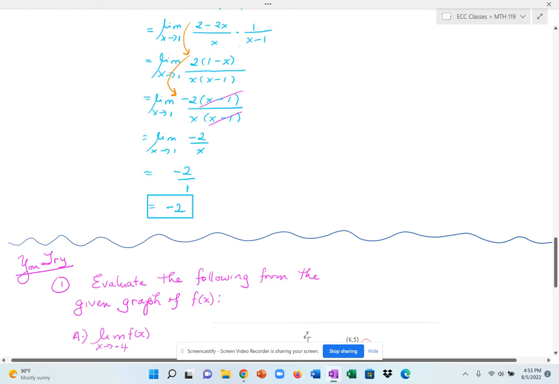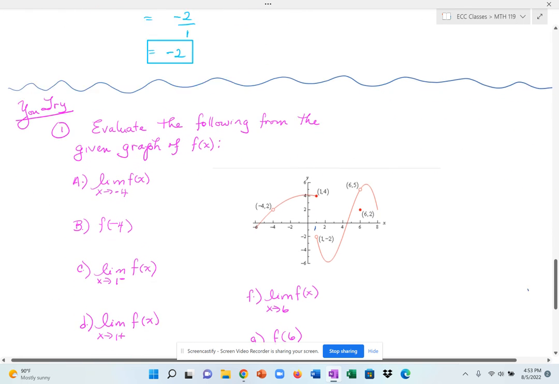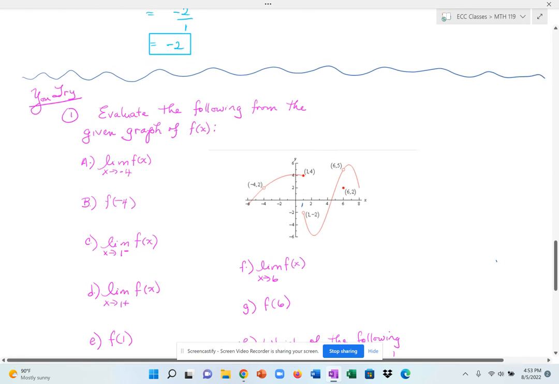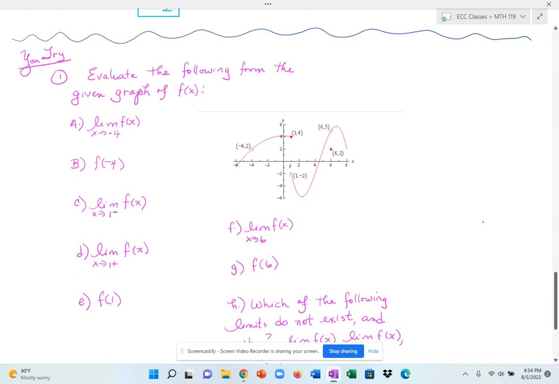Okay, so here's one for you to try. You're given a graph and you're asked to evaluate the following limits based on what you read off of the graph. So this one is asking you to evaluate the limit as x approaches -4. We'll do the first one together. The closer you get to -4 on the left side or the right side, if you follow the path of the graph, it is getting closer and closer to the y value of 2. So the answer for that limit is 2.